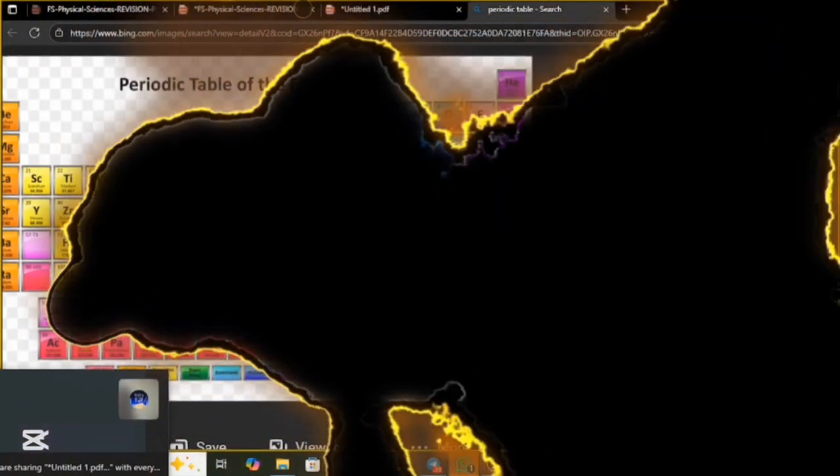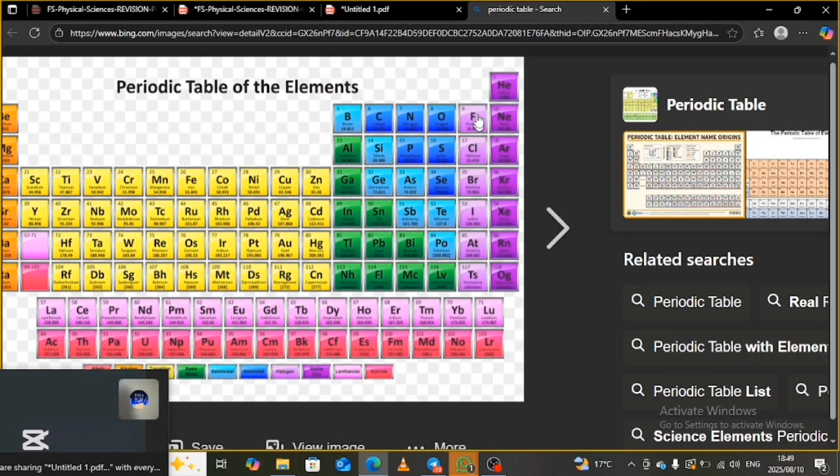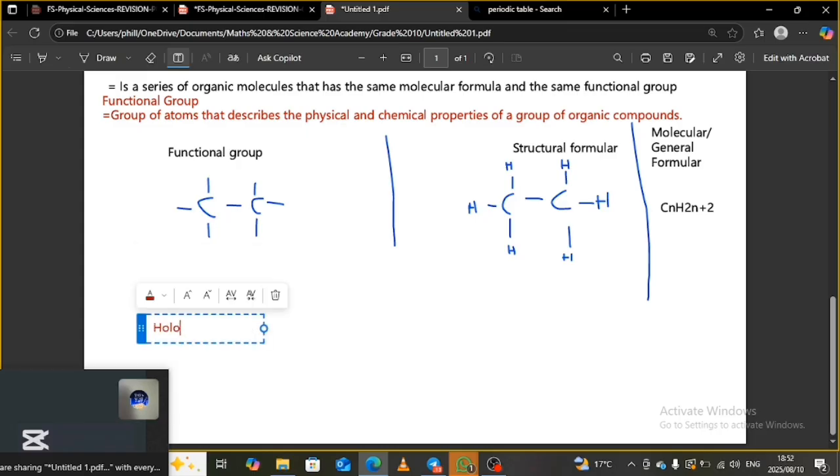So before we go any further, let's try and understand what halogens are. Halogens are found on the periodic table. As you can see on the periodic table, they are fluorine, chlorine, bromine, and iodine. In this concept, we'll be looking at haloalkanes, but we have to start with understanding what halogens are. Halogens are grouped under group number 7.